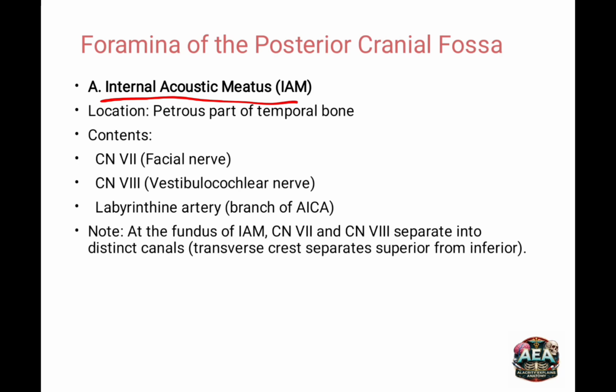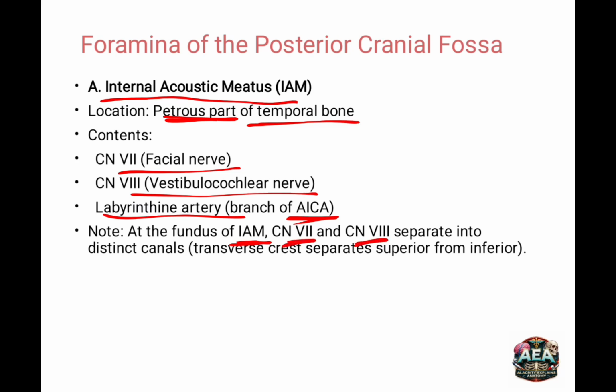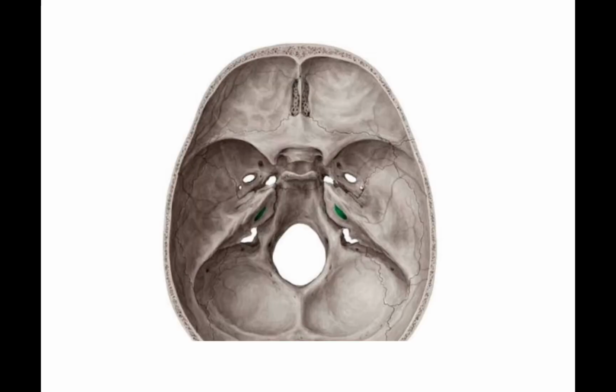We have the internal acoustic meatus, which is located in the petrous part of the temporal bone. Contents include the facial nerve, the vestibulocochlear nerve, and the labyrinthine artery, a branch of the anterior inferior cerebellar artery. Note that at the fundus of the internal acoustic meatus, the facial nerve and the vestibulocochlear nerve separate into distinct canals. There is a transverse crest that separates them.